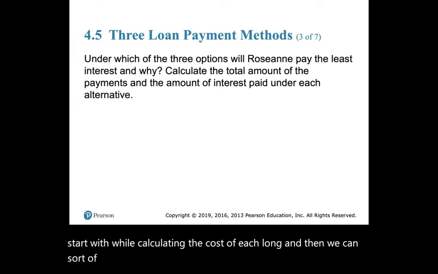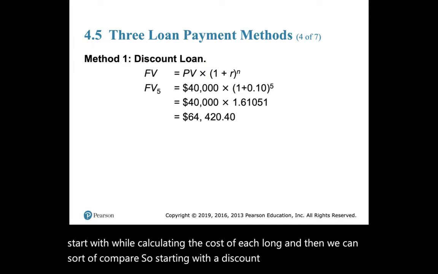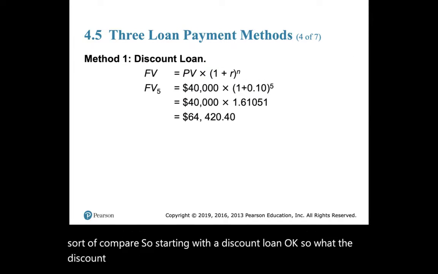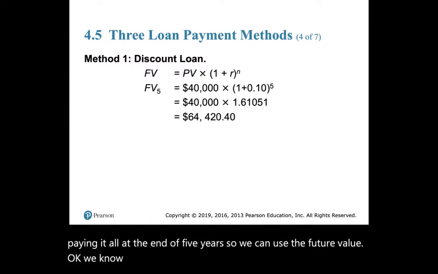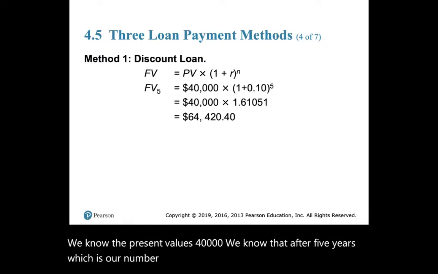So starting with the discount loan, remember, we're paying one lump sum and we're paying it all at the end of 5 years. So we can use the future value. We know the present value is $40,000. We know that after 5 years, which is our number of periods, at a rate of 10%, this is how much we will basically owe after those 5 years.